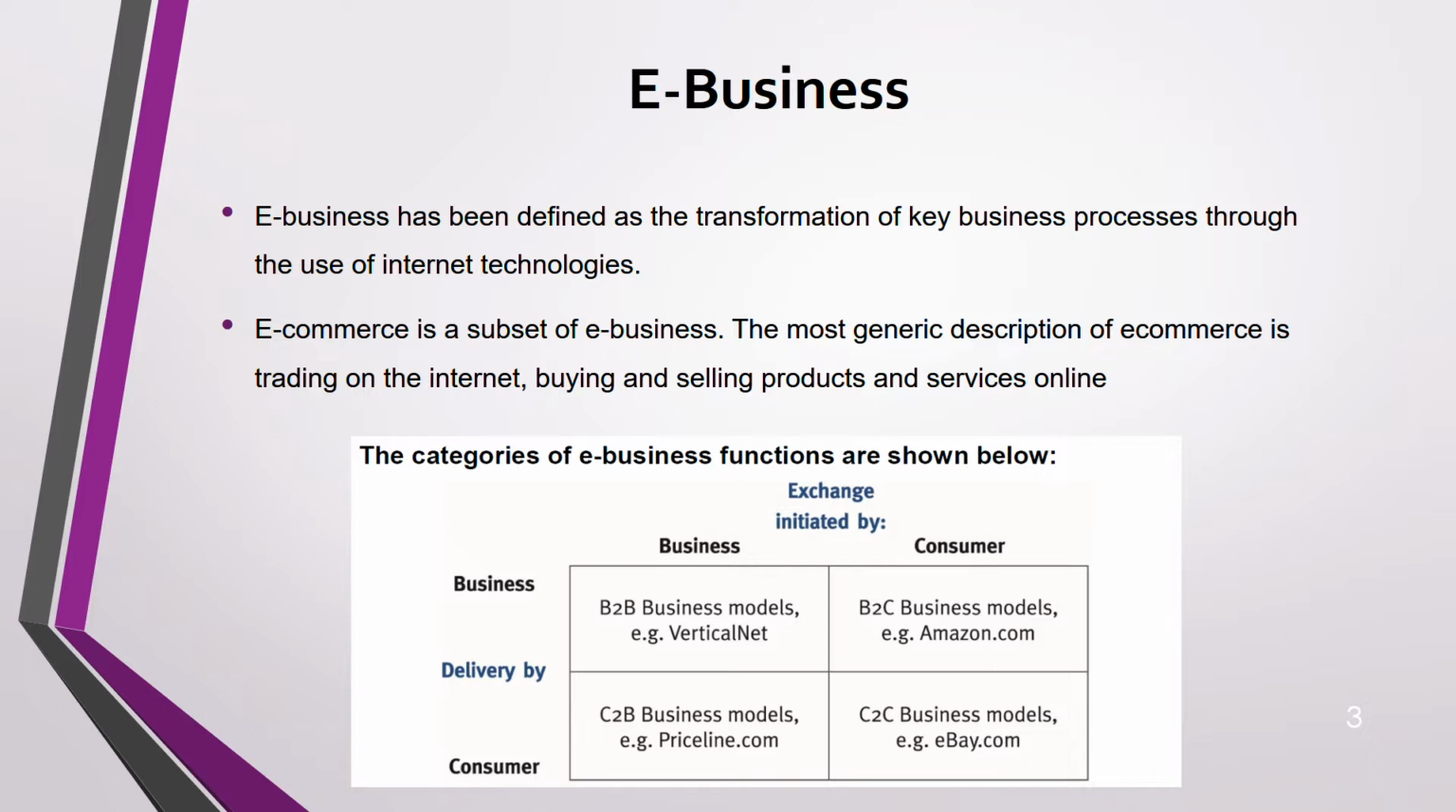We are definitely going to go into detail on the difference between these four. Examples are given. As you can see, business to business is Vertical Net, business to consumer is Amazon, consumer to business is Priceline, and consumer to consumer is eBay. Now let us go through this.